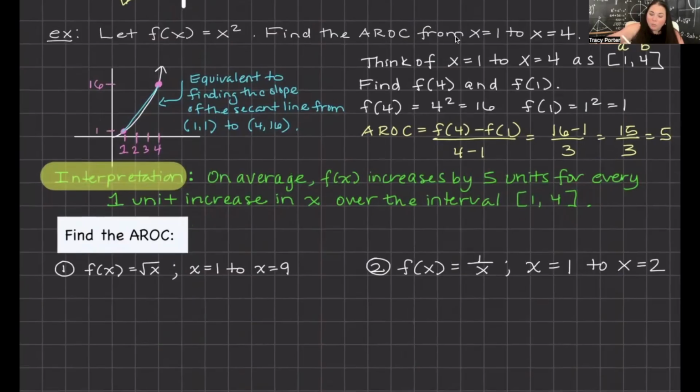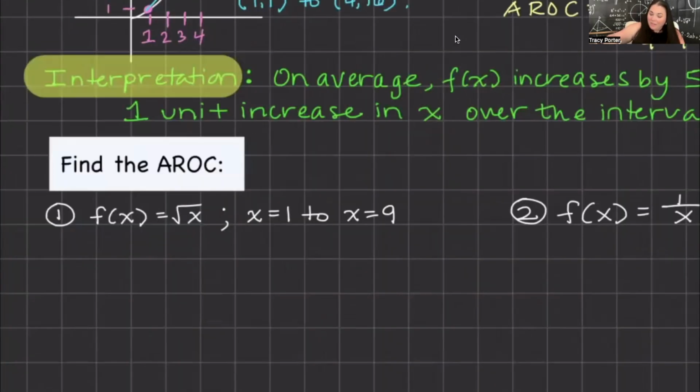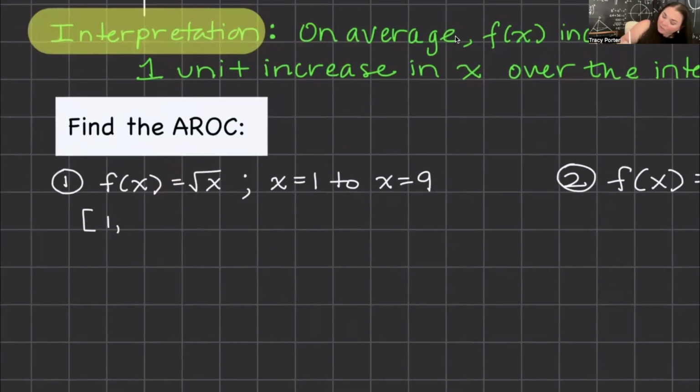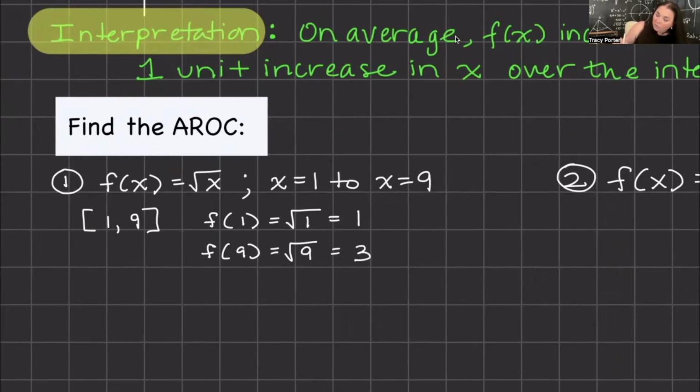So we're going to do two examples. The first one, you have the function square root of x, and we're going to look at the interval from x equals 1 to x equals 9. Like I said, the first thing you want to think of is your interval is from 1 to 9. So we need to find f of 1 and f of 9. So f of 1 is 1. f of 9 will be the square root of 9, which is 3.